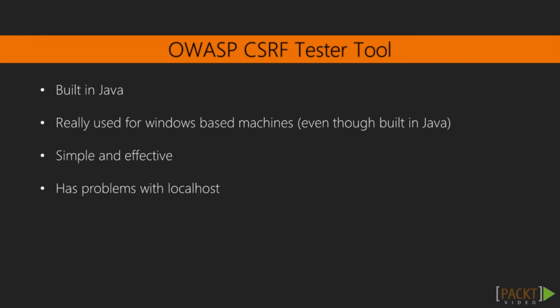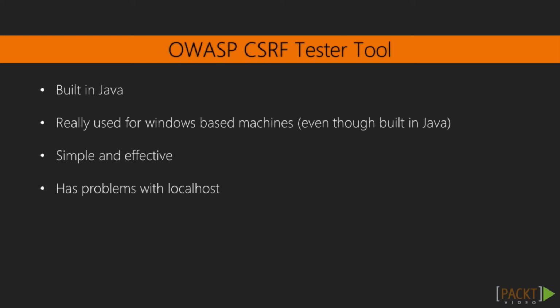So first of all, the first tool is OWASP's CSRF tester tool. It is built in Java, and really it's used for Windows because to run it you have a run.bat file, which is interesting and I thought wasn't exactly great for Linux users. There isn't a lot of documentation on it. It doesn't help whatsoever in that instance. So although it is simple and effective, users may find it quite hard if they're new to the tool.